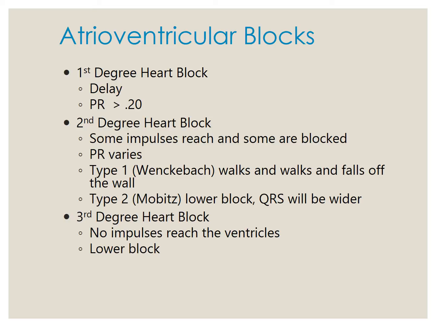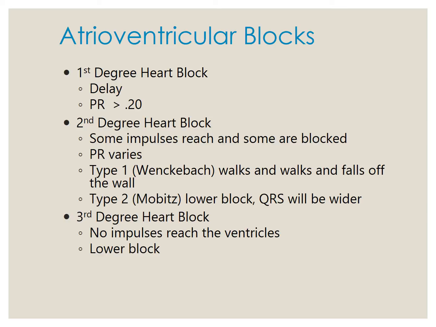Okay, second degree blocks. Some impulses reach and others are blocked. So the PR interval varies with a second degree. Type 1 is also known as a Wenckebach, and I have that up on the slide because that is a weird name. I'm assuming that is the gentleman or woman who discovered this type of block. This is a progressive lengthening of the PR interval until the final P wave is totally blocked in the AV node.